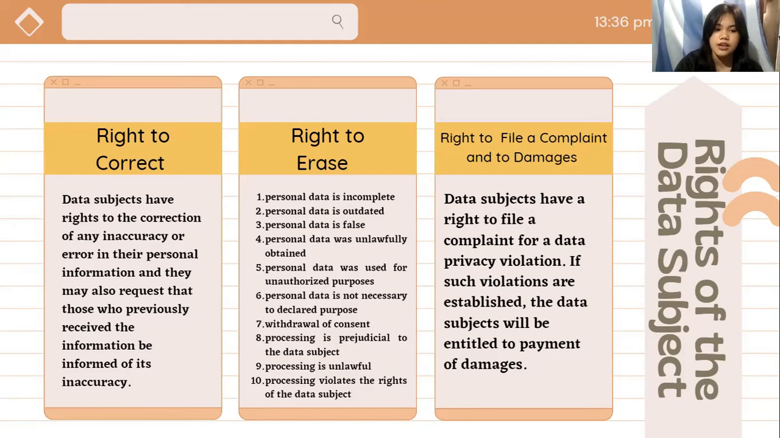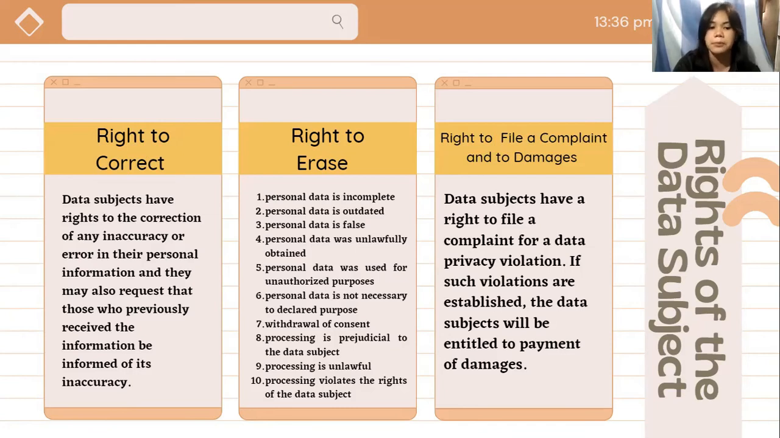There are 10 reasons why the data subject can erase their personal information. Next, the personal data is incomplete, outdated, false, or was unlawfully obtained. Next is that it was used for unauthorized purposes, it is not necessary to the declared purposes, and the withdrawal of consent. And also, processing is prejudicial to the data subject. Processing is unlawful. Processing violates the rights of the data subject.